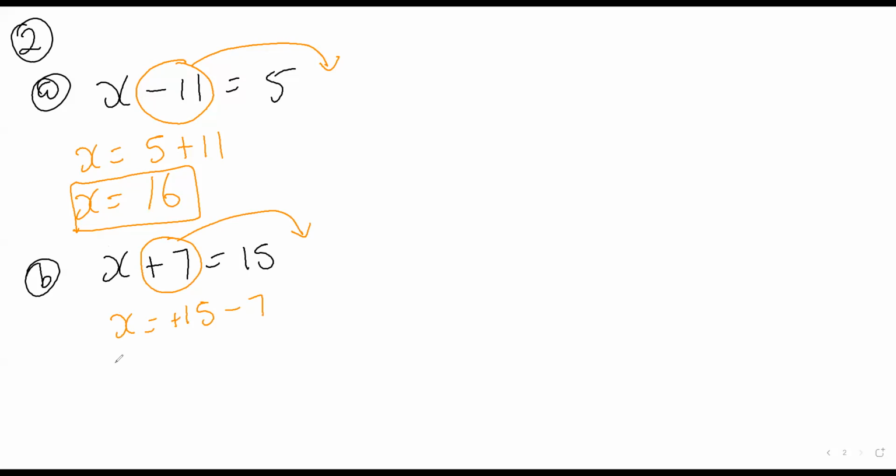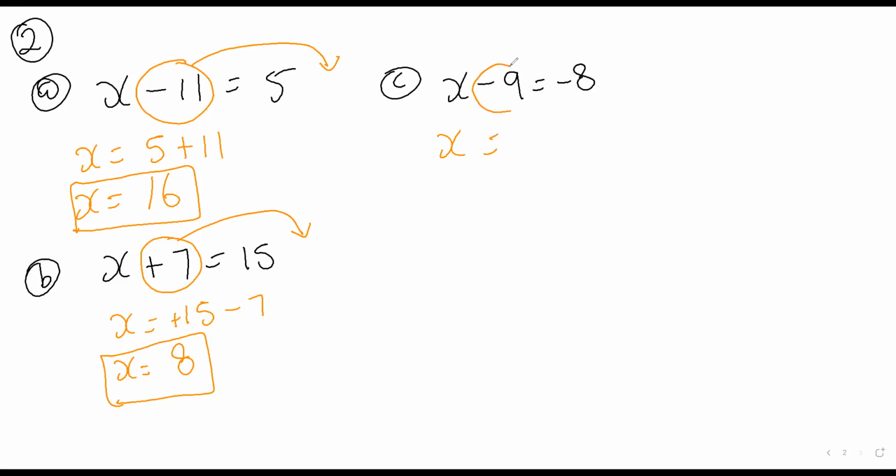15 take away 7, which is 8. So the answer for the second one is 8, right? Next one, we have part C here to do now, which is x minus 9 equals to minus 8, right? To solve for x here, students, I pass circle here and I carry this across, right? This will help me to show that it is still moving across the equal sign, right? So from subtracting it to adding, minus 8 add 9.